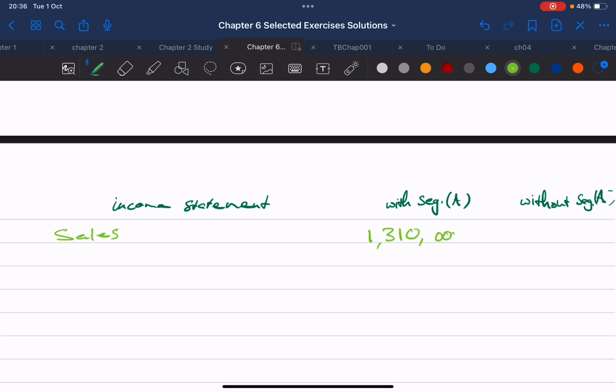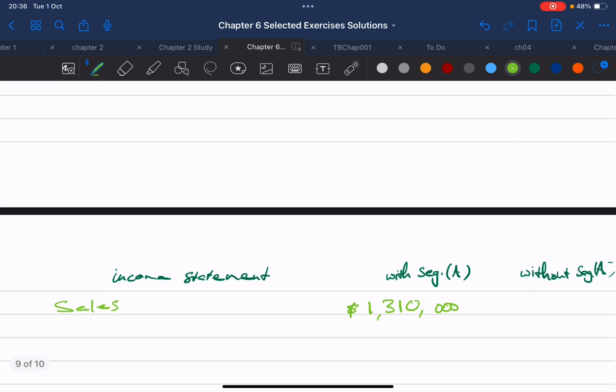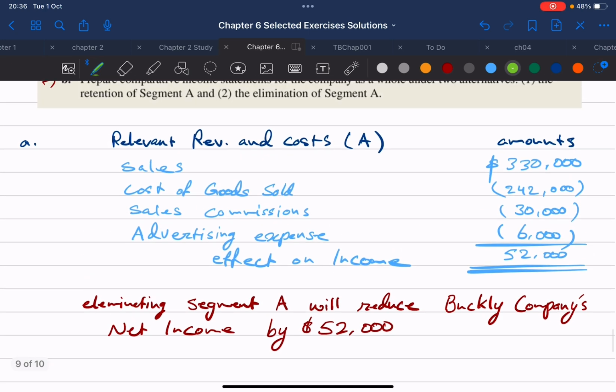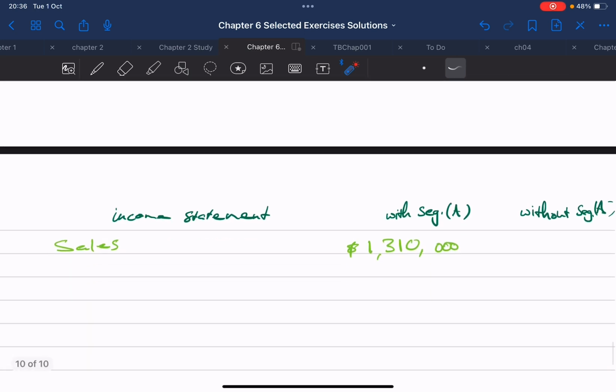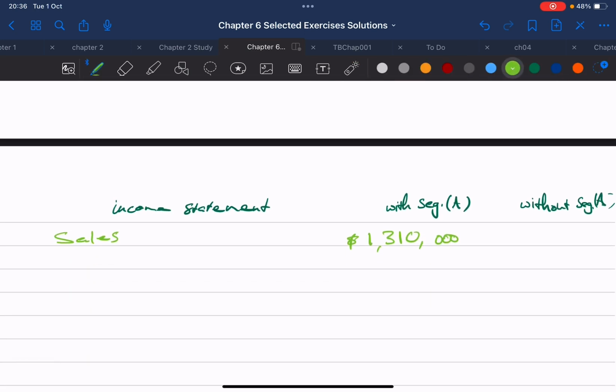1,310,000. What about if we eliminate segment A? We're going to reduce this amount, the 1,310,000, by the revenue generated by segment A alone, right? So 1,310,000, which is still in my calculator, I'll just subtract 330,000. That will be 980,000.